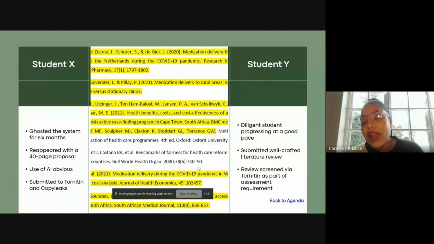Then if you look on the right-hand side, I talk about student Y, who is an honest student of mine, a diligent student progressing at a good pace, who submitted a very well-crafted literature review. And then as part of our standard assessment, we screen all submissions for this particular module via Turnitin. So what were the AI detection outcomes of these two very different submissions?